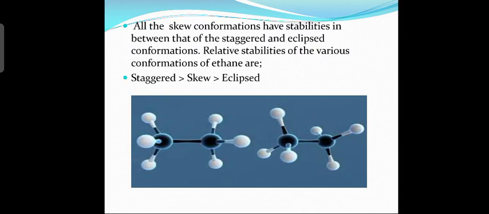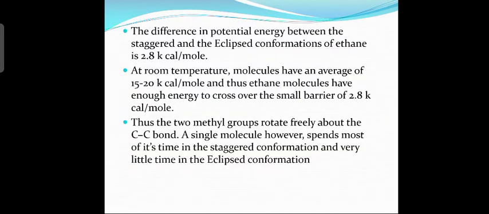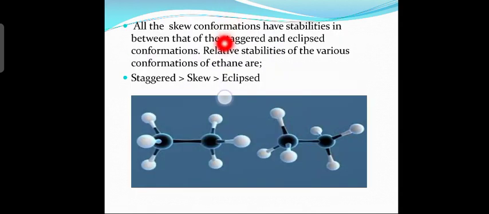Now what about skew conformation? The skew conformation has stability in between those of staggered and eclipsed conformations. The relative stabilities of the various conformations are given here. Staggered has the highest stability, next comes skew because it is in between, and least comes eclipsed.